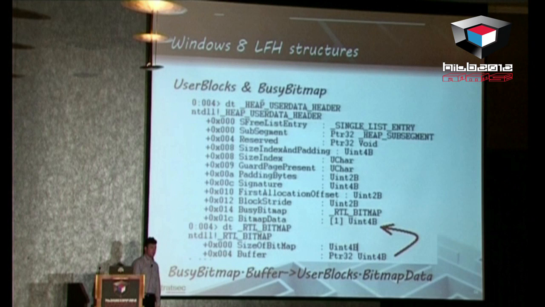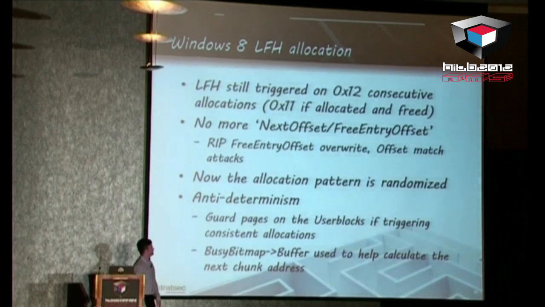It's still triggered on 18 allocations, or hex 12. There's no more of this next offset or free entry offset, so the stuff you just saw before is now dead, forget it. It's now really randomized. There's a lot of anti-determinism in the heap. Chunks are allocated all over the place, and we don't know what's going on. There's a guard page on the user blocks, and this bitmap buffer which we have no idea how it's calculated. But let's have a look at how the allocation is working.